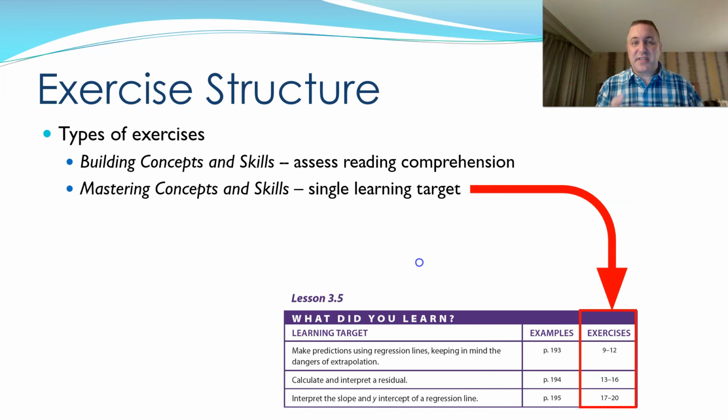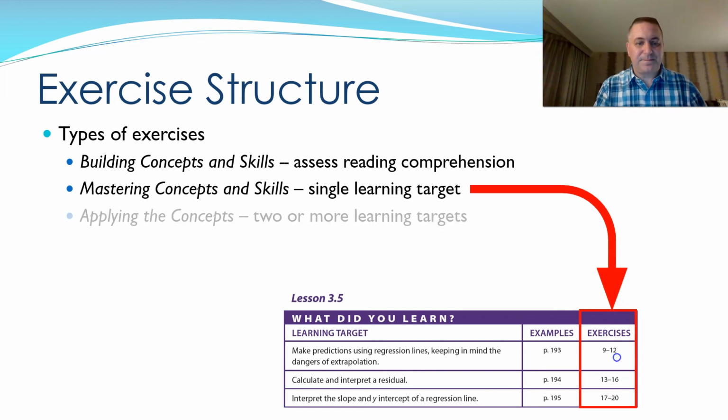And these just assess a single learning target. And they're the ones in this learning target table at the end of the text, at the end of every lesson. And you can see here this learning target: make predictions using regression lines, keeping in mind the dangers of extrapolation. Each of these exercises from 9 through 12 assesses that particular learning target.